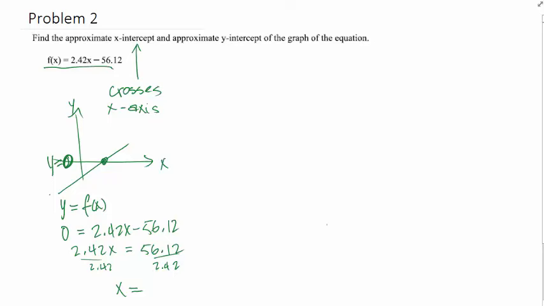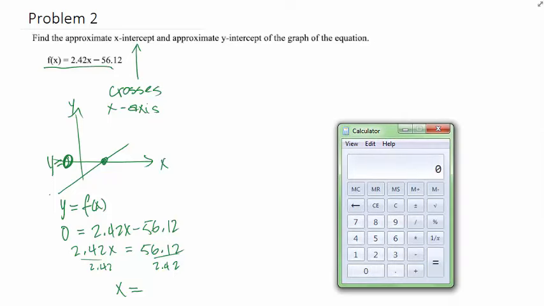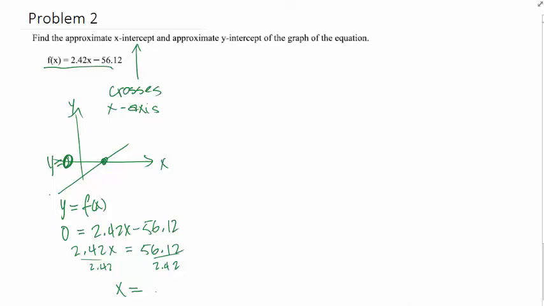And so x equals, now for this I'd want to use my calculator and find out what 56.12 divided by 2.42 is equal to. So now let's round off to 2 decimal places. I'll call this 23.19. So that's the x-intercept.